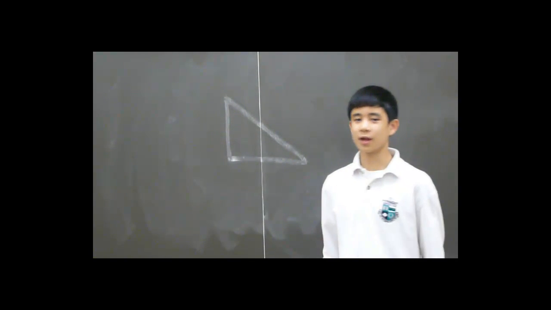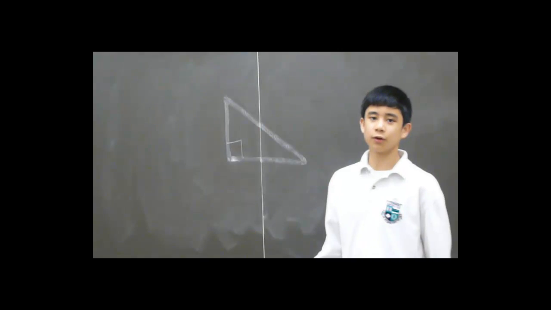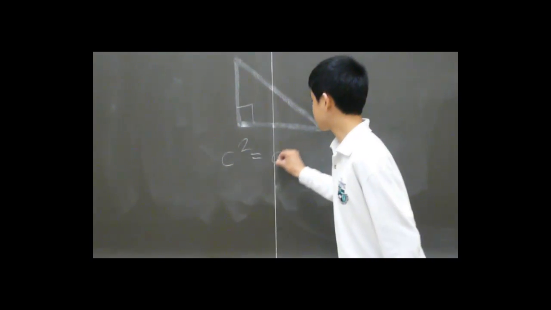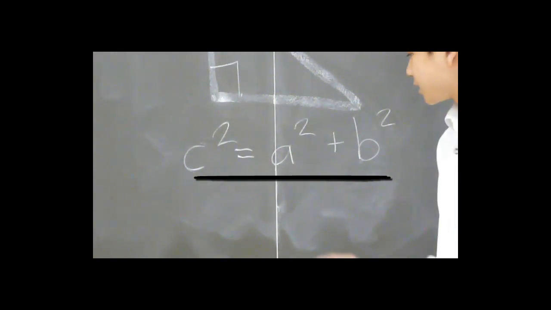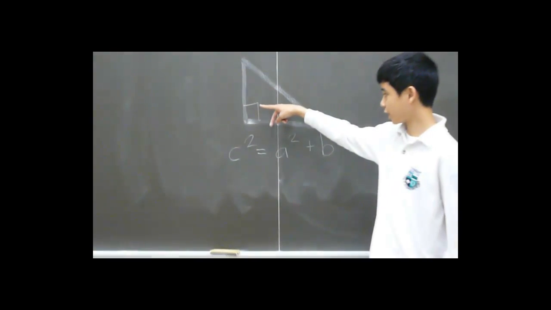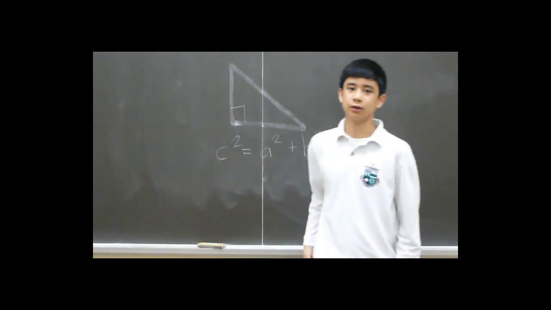The Pythagorean theorem only applies to right-angled triangles. The formula for the Pythagorean theorem is c squared equals a squared plus b squared. A squared and b squared are the two shorter sides of the triangle. C squared is the hypotenuse of the triangle.